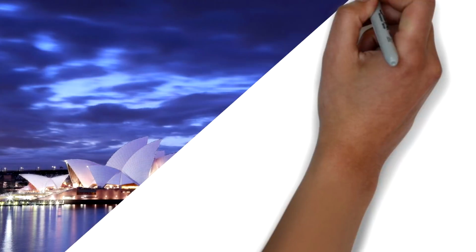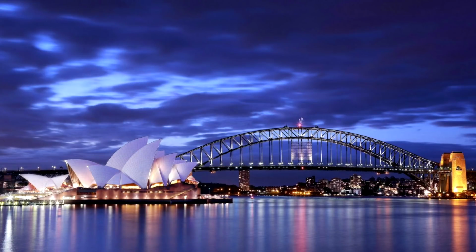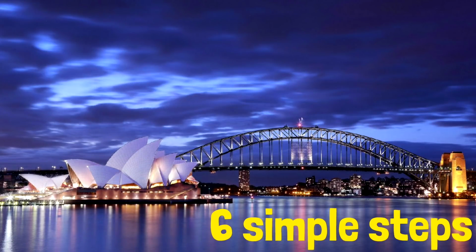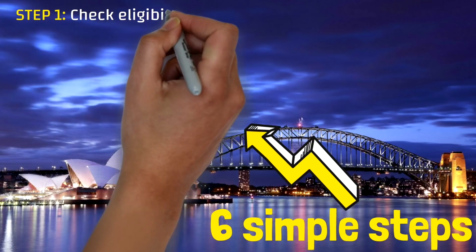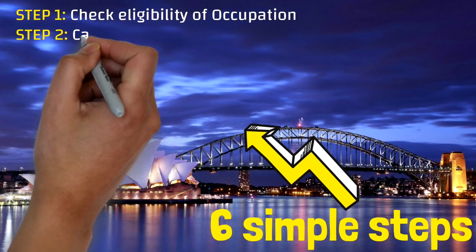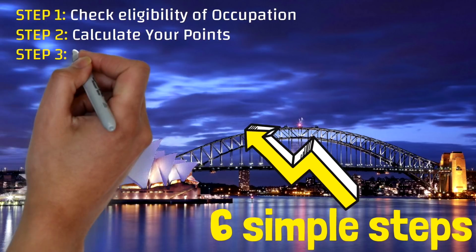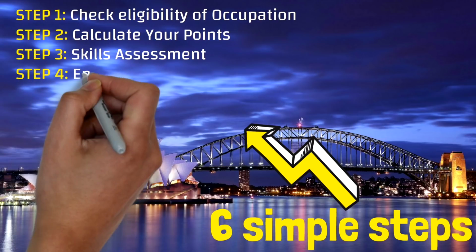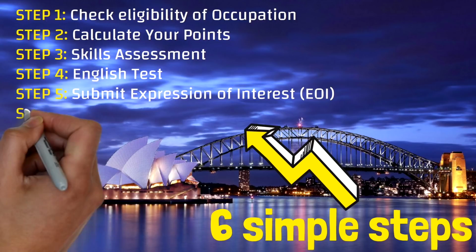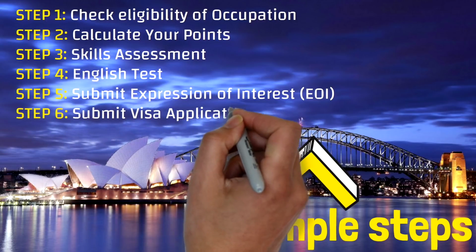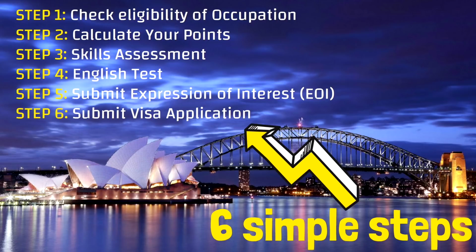Alright guys, so the complete Australian PR process can be divided into 6 simple steps. The first step is to check the eligibility of your occupation. The second step is to calculate your points. The third step is skills assessment. The fourth step is the English test. The fifth step is submitting your EOI, or expression of interest, and the sixth and last step is submitting your visa application. Of course, there would be a processing time of a few months, and after that you can expect your PR visa to be granted.